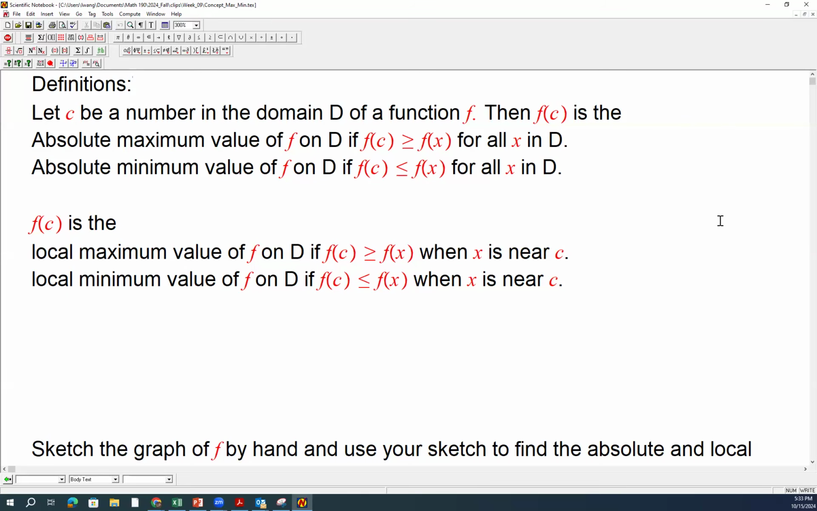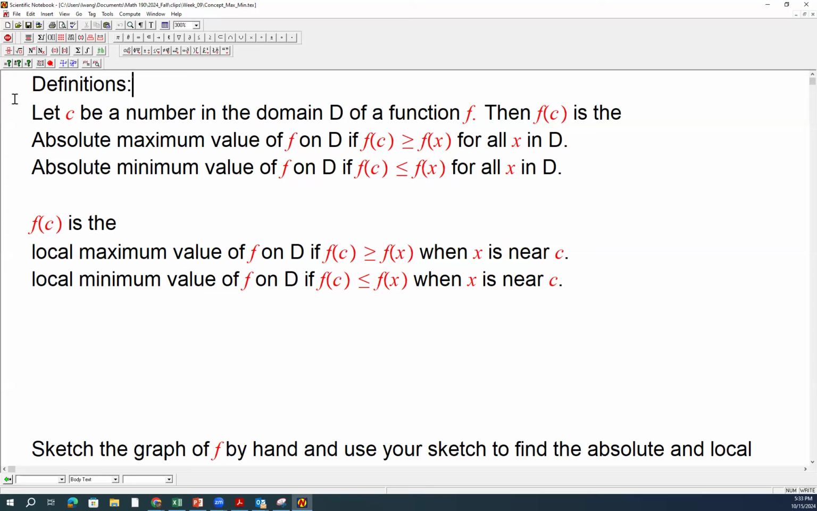Hello, everyone. In this lesson, I'd like to talk about some of the important definitions and concepts in this chapter, chapter 4. Chapter 4 is titled The Applications of Differentiation. In other words, how we're going to use the derivative. So in chapter 4, we're going to talk about these issues.